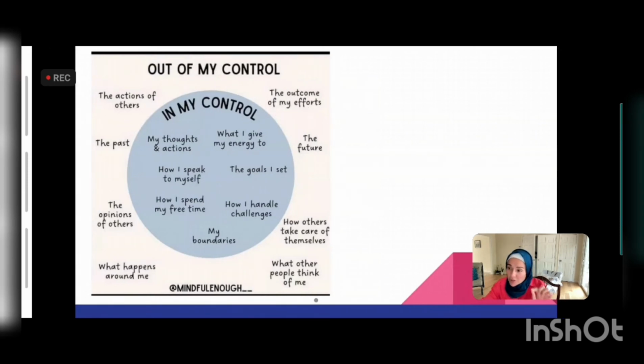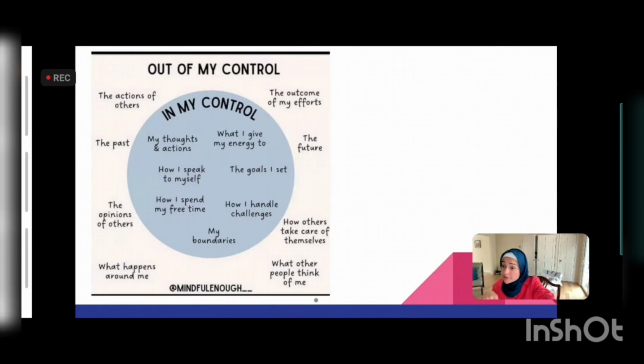Remember what is in your control, but also remember what is not in your control. Don't spend any energy on things that are not within your gift to influence, okay? So the things that are in your control: your thoughts, your actions, how you speak to yourself. That little voice in your own mind can often be very critical and very harsh. Change that to your own best friend. Change that voice to a compassionate voice, an encouraging voice, not a harsh voice.